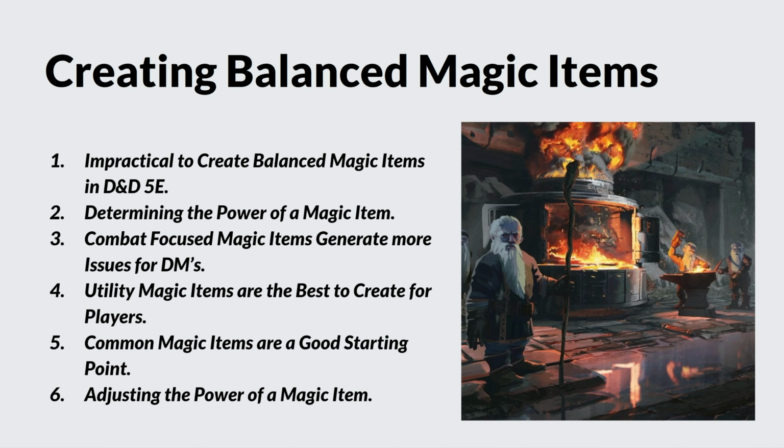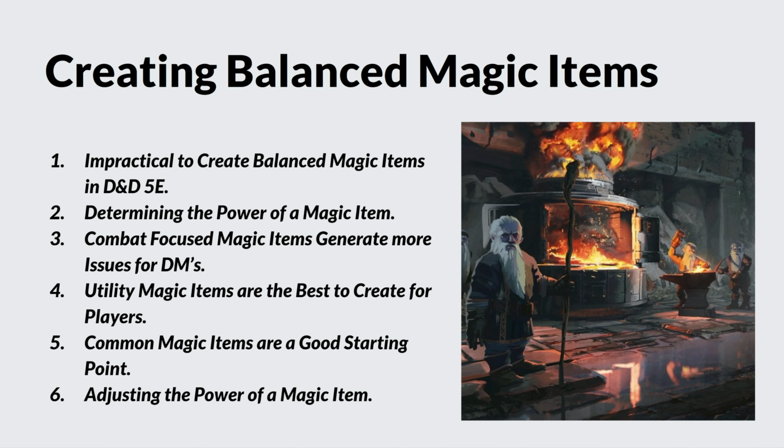Utility magic items are the best to create for a player character as they have the least effect on the game and they don't usually affect the combat and counter design process. They will affect other parts of the game, but not combat. Common magic items tend to be at the lowest power level, so that's a good place to start. So start with common magic items when you're creating stuff for your game.